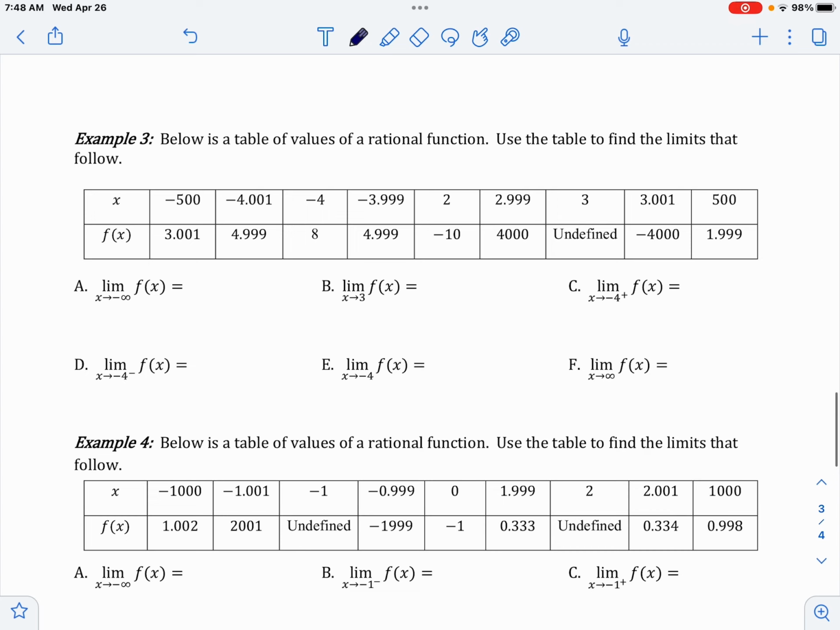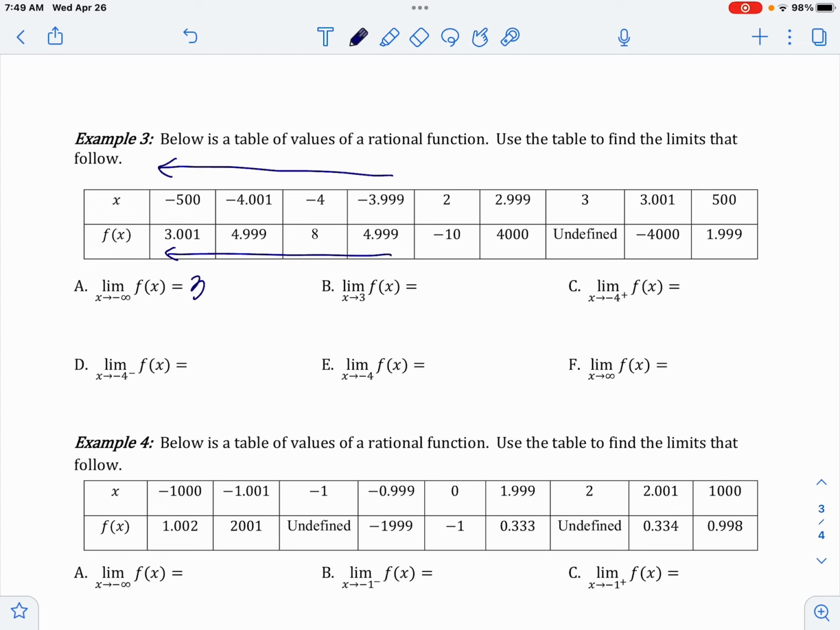It says below is a table of values of a rational function. So it's telling me it's a rational function. Use the table to find the limits that follow. So I want the limit as x approaches negative infinity. I'm going to look at my x values this way and say what's happening to my y values. If you look at your y values, they're getting closer and closer to 3.